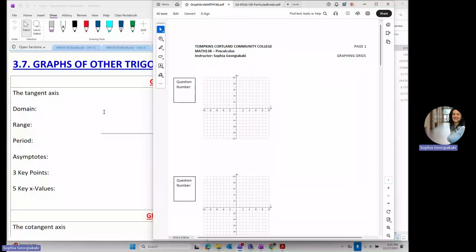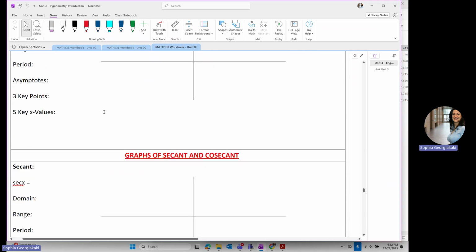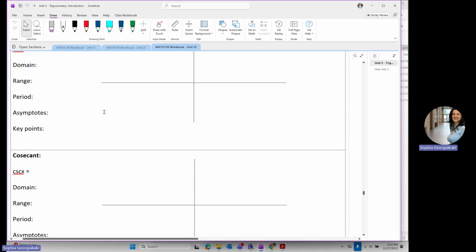We are continuing our videos on notes for Unit 3. We are in section 3.7, where we will explore the graphs of the other trigonometric functions. We have seen the graphs of the sine, the cosine, and their transformations. And now we are missing the tangent, the cotangent, and in a following video, the secant and the cosecant.